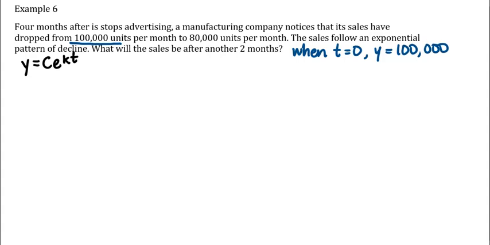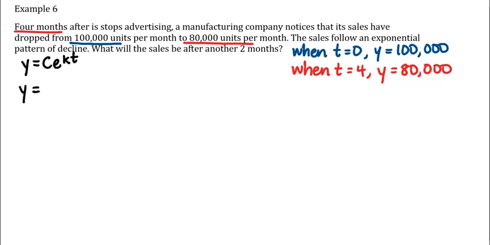And they also tell us that it dropped to 80,000 units per month, and that was 4 months after this started. So we also know that when t is equal to 4, y is equal to 80,000. So now we can use the first initial condition when t is equal to 0. That's going to automatically tell us that our C value, which is our initial value, is 100,000.